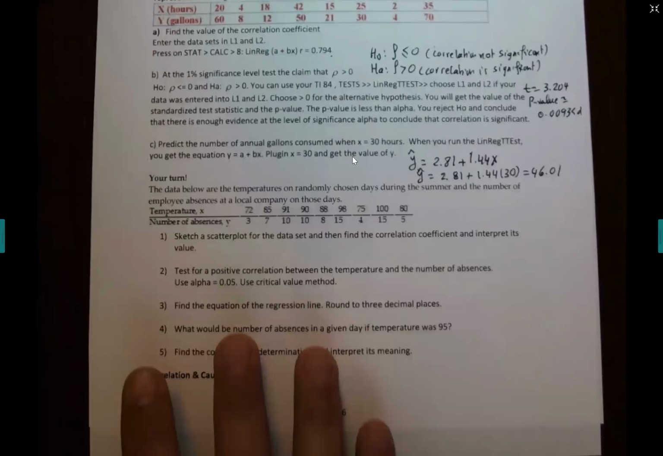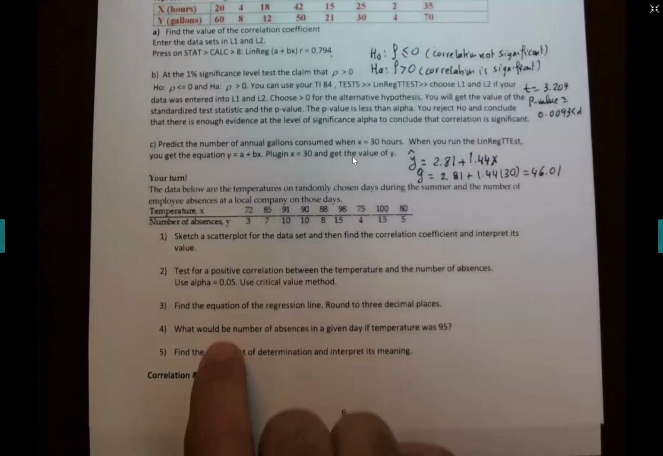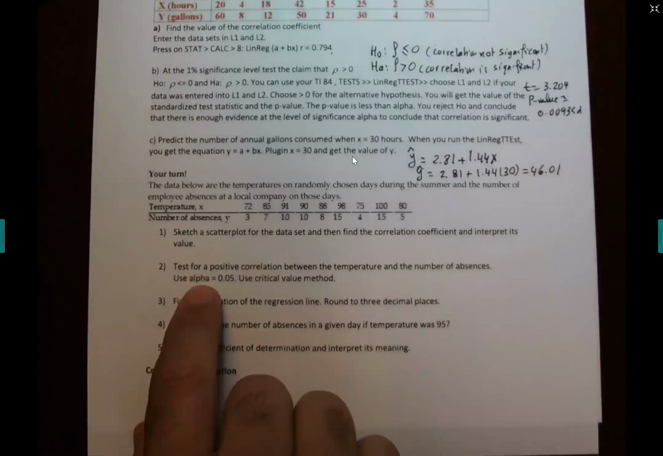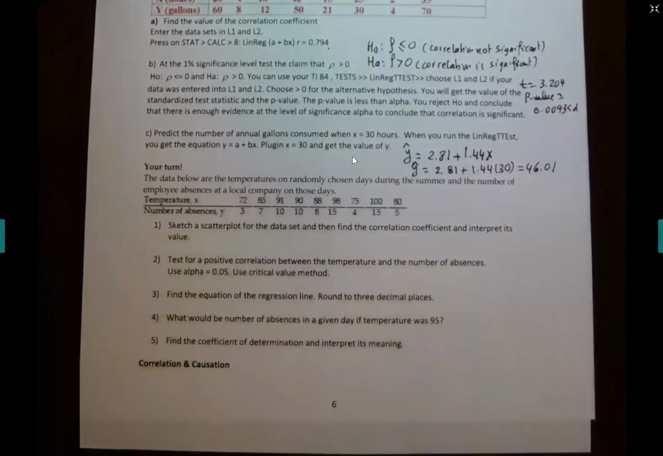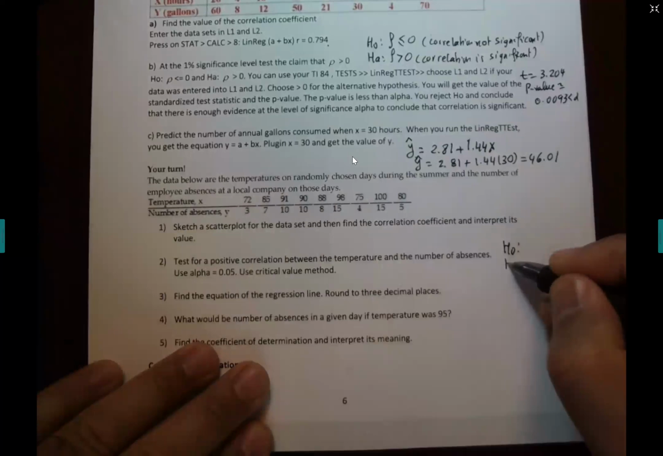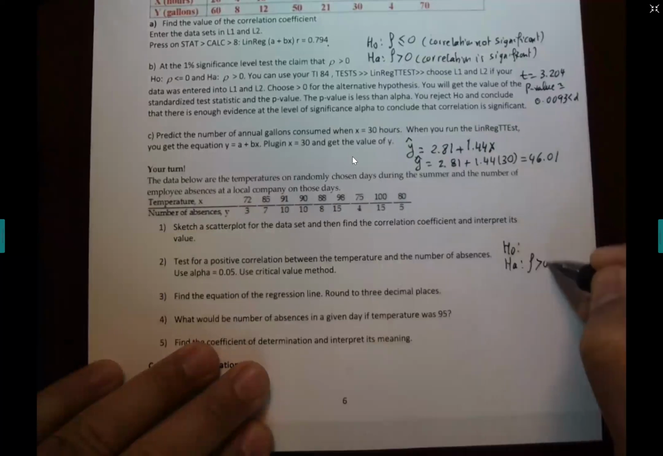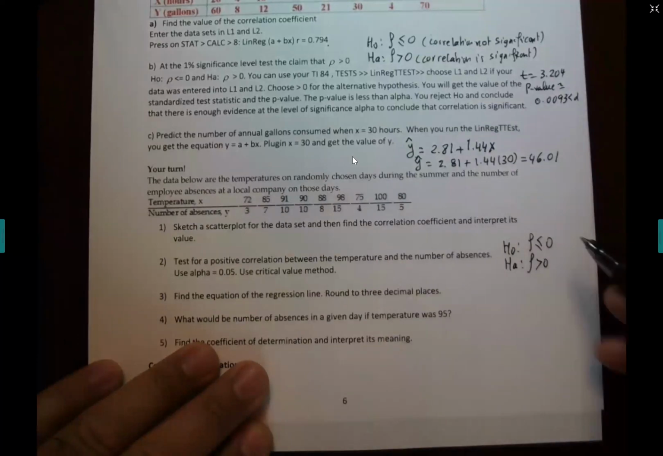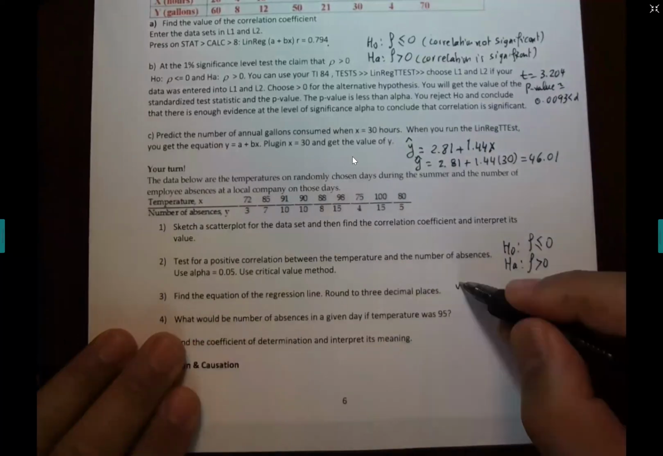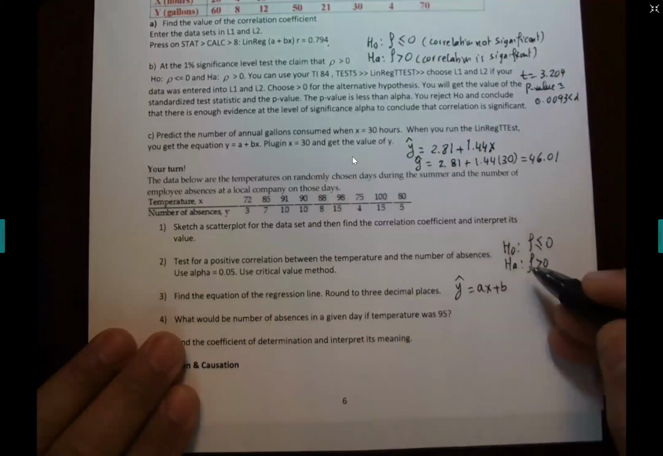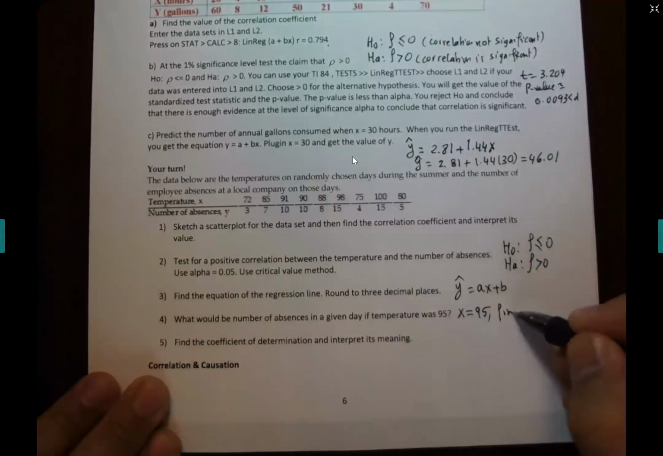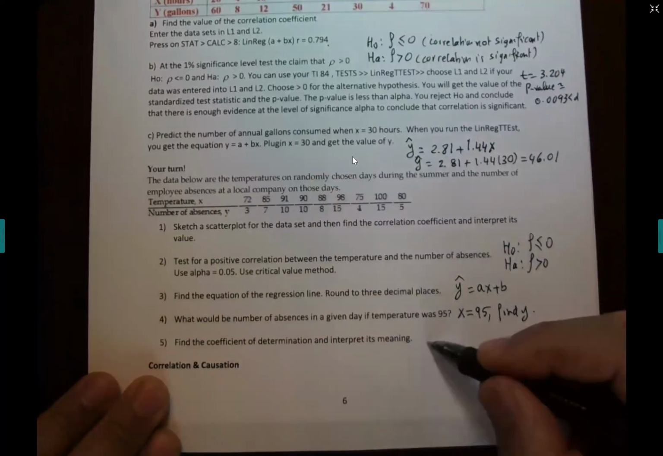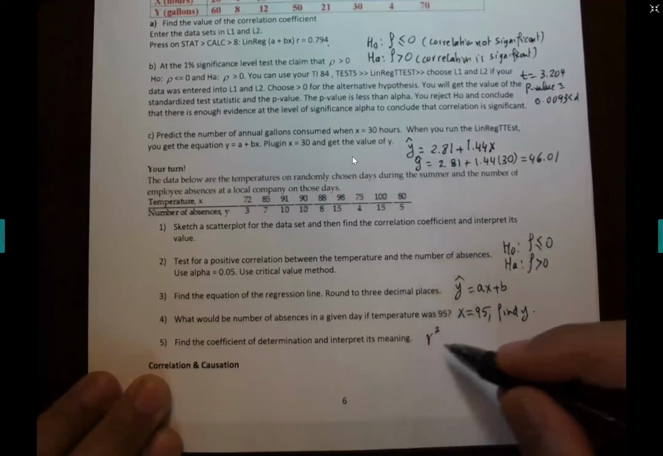Okay, guys. I'm gonna leave this exercise and just show you the next exercise, very much the same. Sketch the scatter plot, test for positive correlation. So here, HA, rho is greater than 0, rho is less than 0. Correlation is significant, correlation not significant. Find the equation of the regression line. You can see very much the same question. What would be the number of absences in a given day if temperature is 95? So you just have the X value is 95, find Y. Find the coefficient of determination R squared and determine its value.